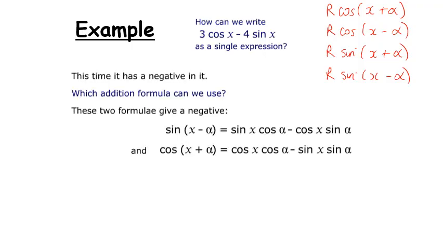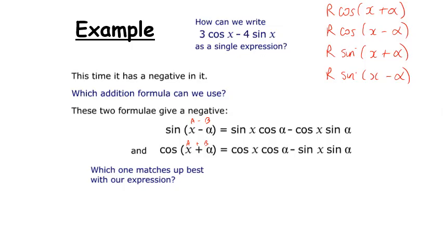So for this one, if we look at the question, it has a negative in it, so we're looking for an addition formula that has a negative in it. And these two formulas here have negatives in. So the sine of A minus B formula from the formula booklet has a sine x cos alpha and then a minus cos x sine alpha. So that has the minus sign in the middle. The other one that would have a minus would be cos of A plus B, which is cos cos minus sine sine. So we've got those two to choose from.